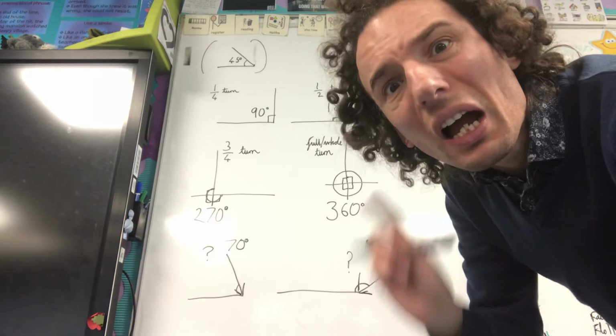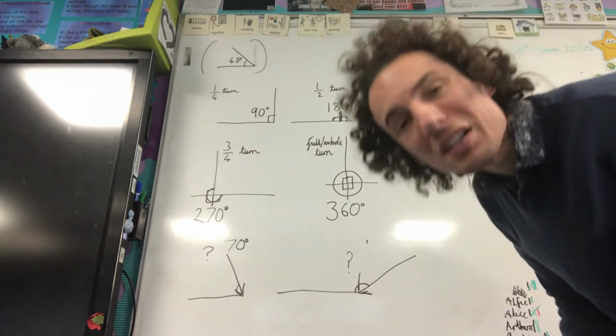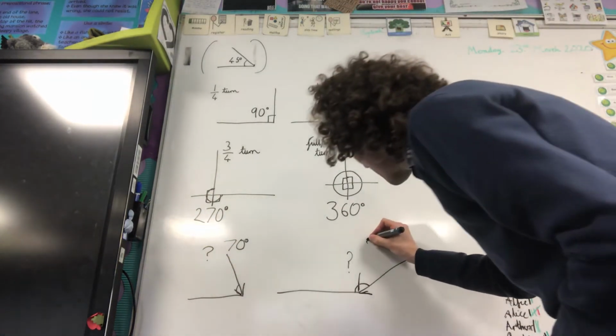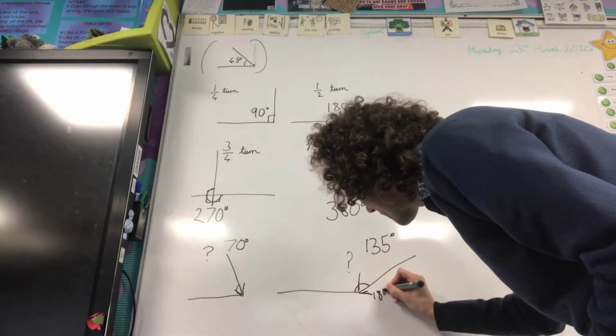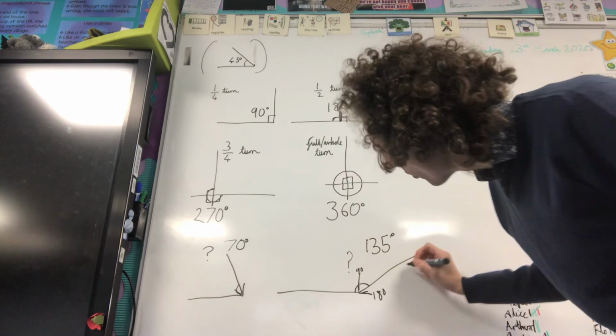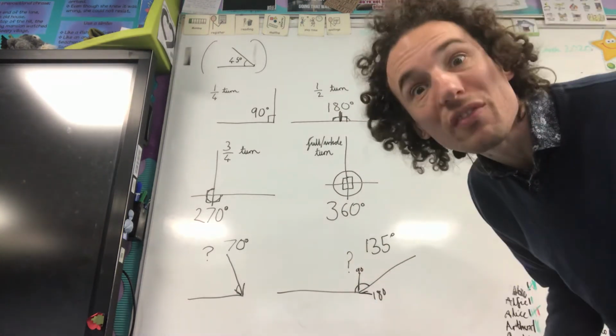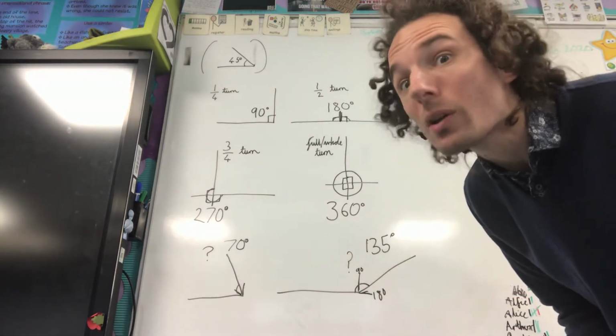135. 135 is halfway between 90 and 180. So I would say 135 degrees because that would be 180, that would be 90, and I think we're almost smack in the middle, which is 135. Oh, I think I saved that one from me almost ruining it.